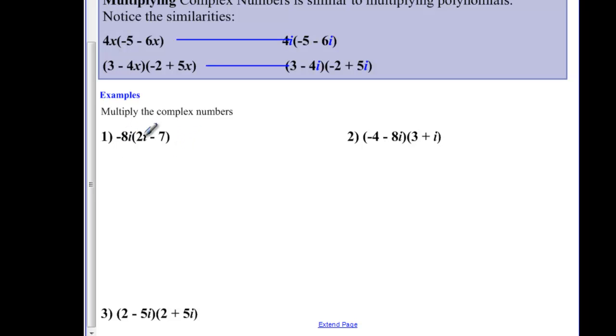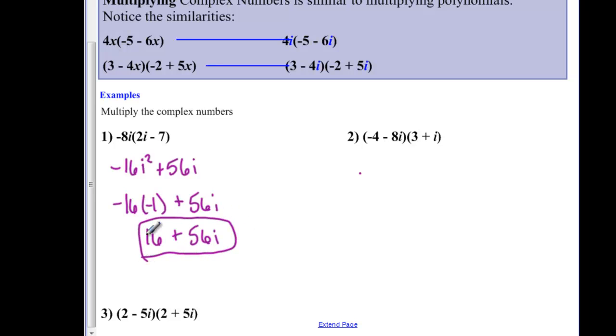So we've got negative 8i times 2i is going to give us a negative 16i what? Yep, i squared. And then we have a negative 8i times the negative 7. Exactly. Positive 56i. Now the big trick is i squared. You're never going to actually write i squared. i squared is the same thing as what? Yeah, negative 1. So I've got negative 16 times negative 1, so I just have 16. So 16 plus 56i.